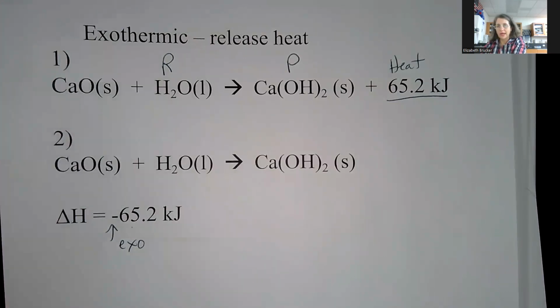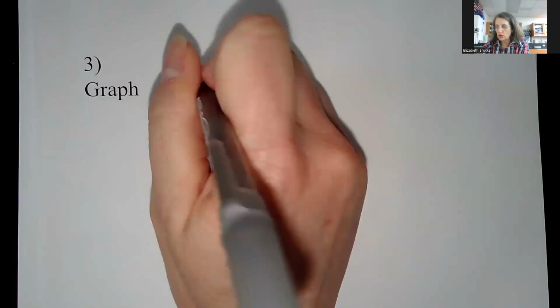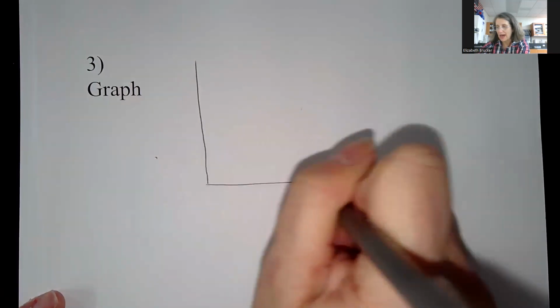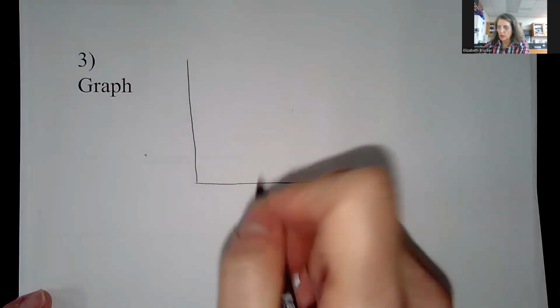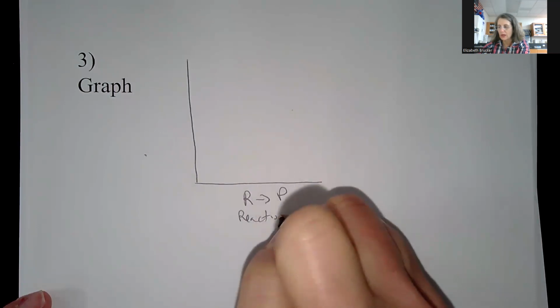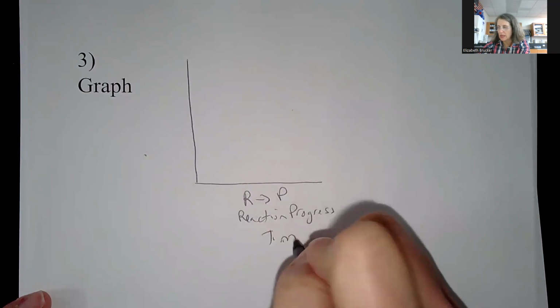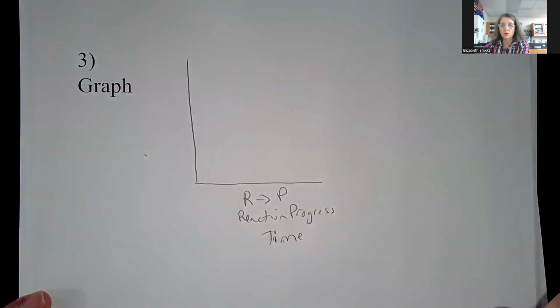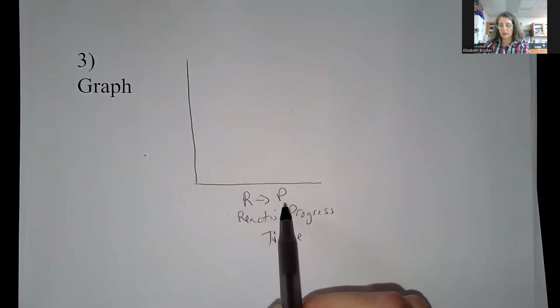So the third way is going to take up the most space, and that is what we call graphically. What I want you to do is draw a very simple XY axis graph. On your x-axis, we're going to call this reactant going to product. We sometimes call this reaction progress. I would be fine if you also just call this time, because any chemical reaction is going to require a certain amount of time. But most books do record this as reaction progress. So, reactant going to product.